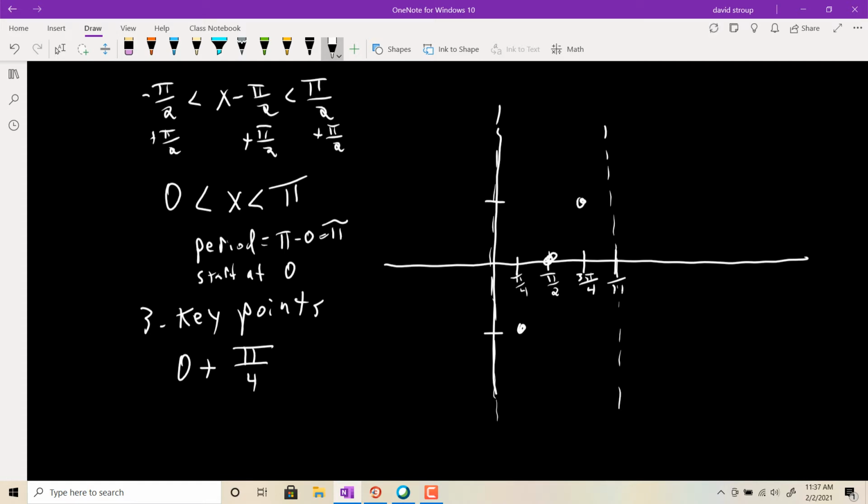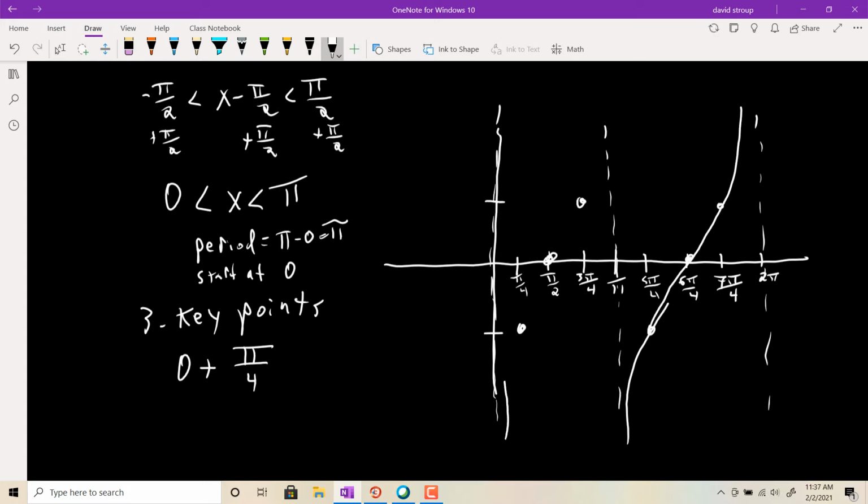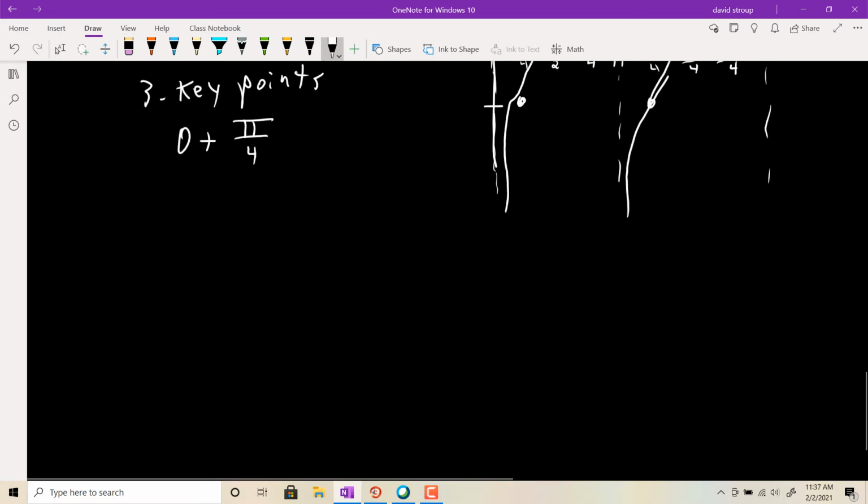And then we need 2 periods, so I need another one. So 5 pi over 4, 6 pi over 4, 7 pi over 4, and then 8 pi over 4, which of course is just 2 pi. And then there'll be another asymptote there. Get your key points, there's 3 of them. And then finally try to do your curves with the nice concave down and concave up. Concave down, concave up, and there's 2 periods for your enjoyment.